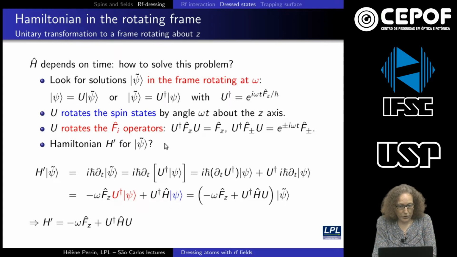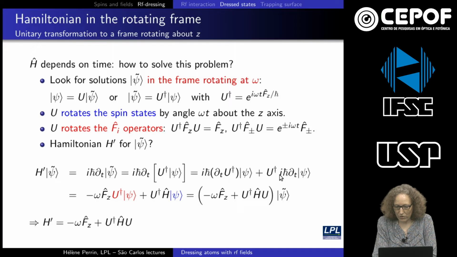Psi tilde is equal to U dagger psi. So if I want to compute the time derivative of psi tilde, I should differentiate this quantity. I will get two terms, the one where we differentiate U dagger, this term, and then the one where the derivative applies on psi, this term. Now, the time derivative of U dagger, if I look at this, is just i omega Fz divided by h bar. So if I multiply i omega Fz divided by h bar by i h bar, I get minus omega Fz. So the time derivative is this one, minus omega Fz, U dagger psi.